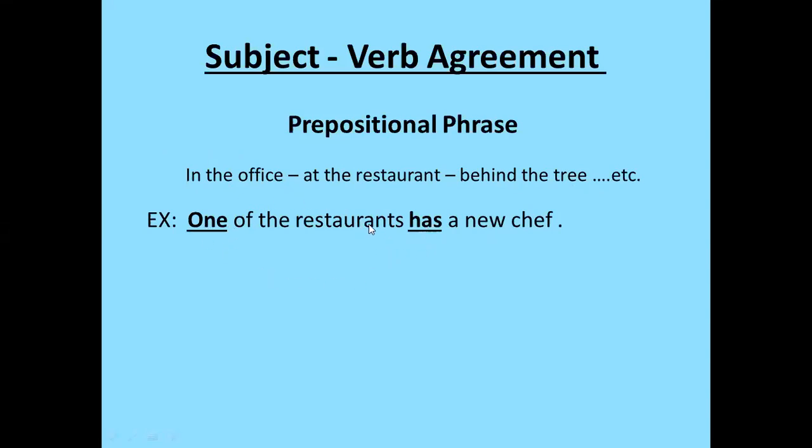Some students may choose the verb according to this noun, restaurants, as it's the closest noun to the verb. It's a common mistake. This is the object of the preposition of. It's not the simple subject of the sentence. The subject here is one, a singular subject. This is why we use has as a singular verb.